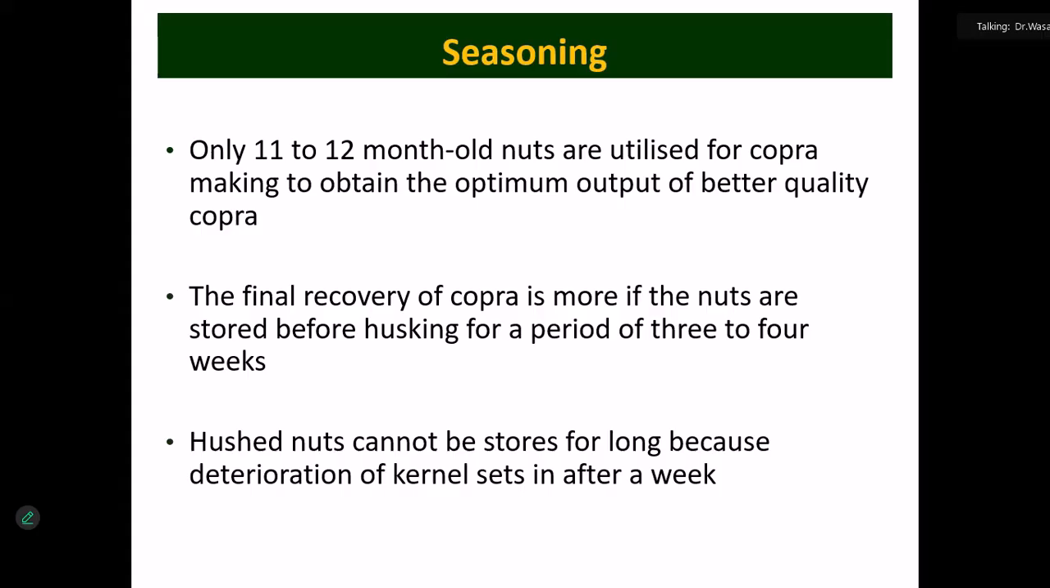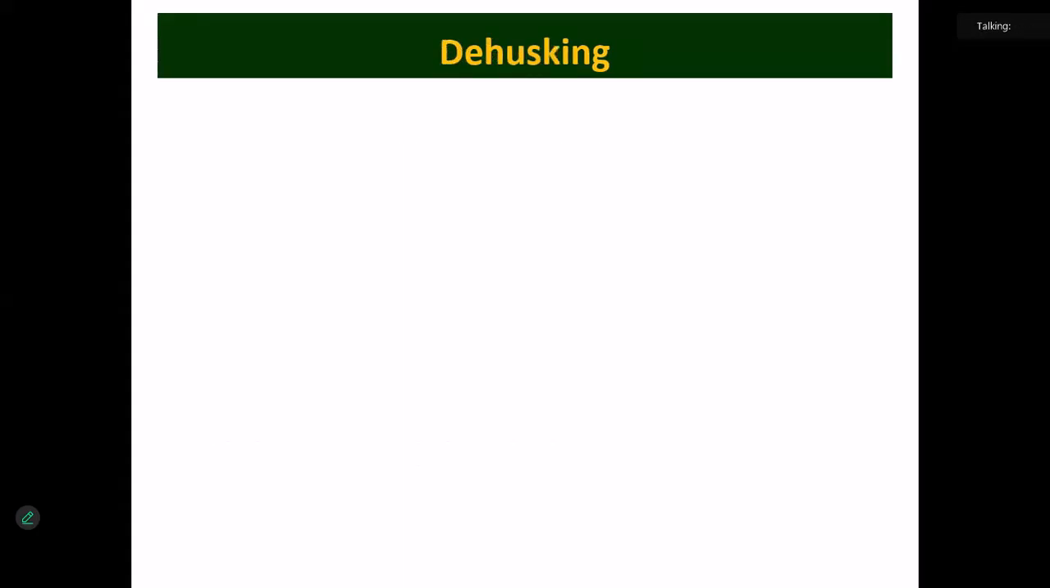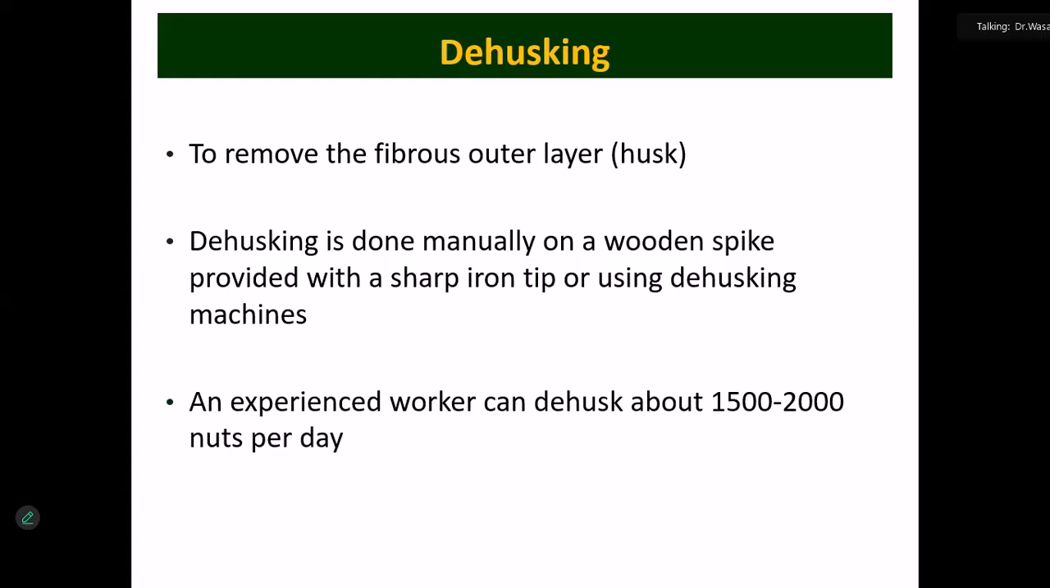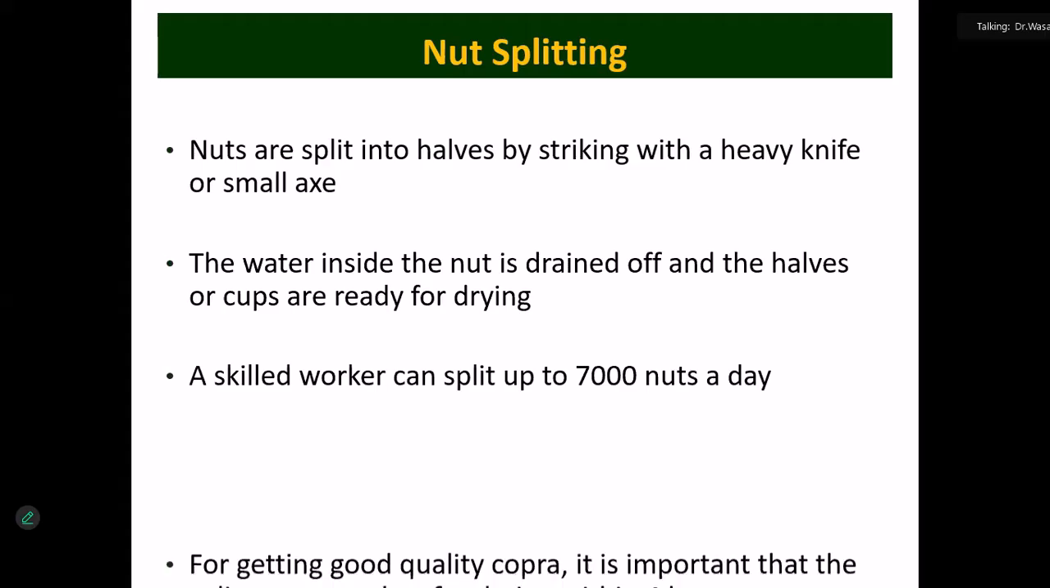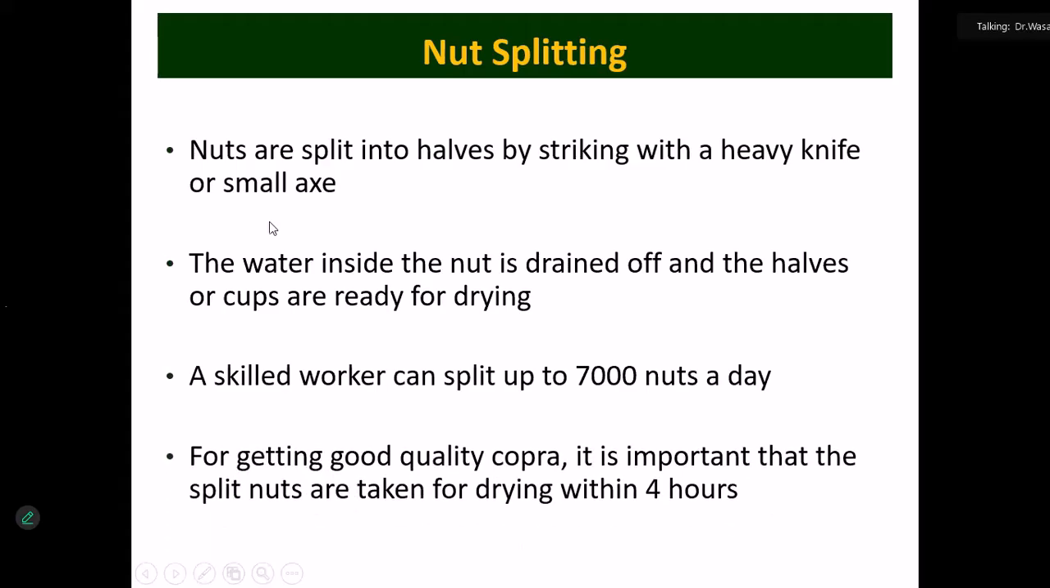Thereafter, dehusking. Same as earlier. An experienced worker can dehusk 1,500, 2,000, up to 2,500 nuts per day. Then the next step is nut splitting. Early morning, you have to split the nuts using a heavy knife or small axe. The water inside the nut drains off. Normally, what is the capacity? A worker can split up to 7,000 nuts a day.